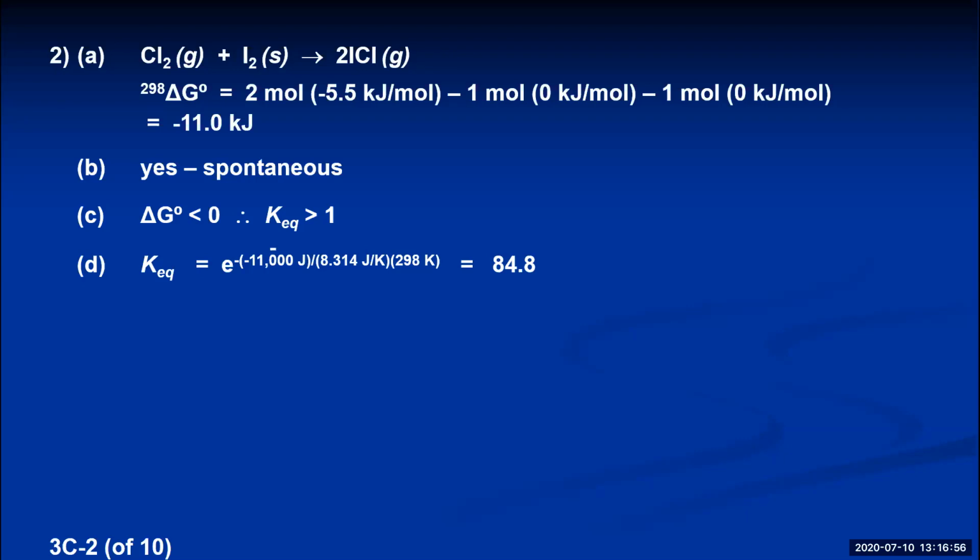E, does the equilibrium constant favor reactants or products? What does this mean? Well, if the ratio of products to reactants is bigger than 1, you'll have more products at equilibrium. We say that favors products.